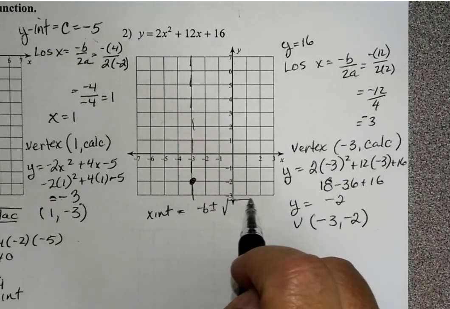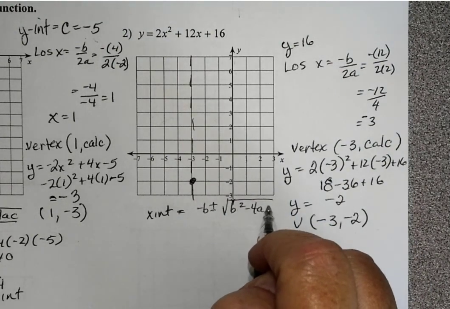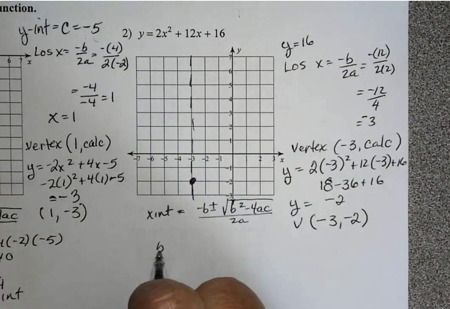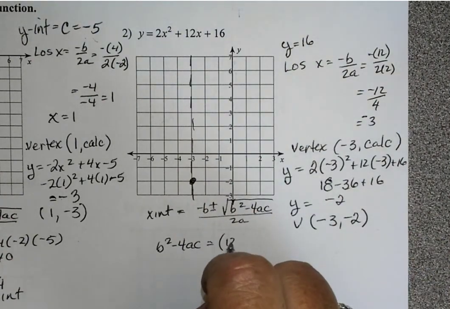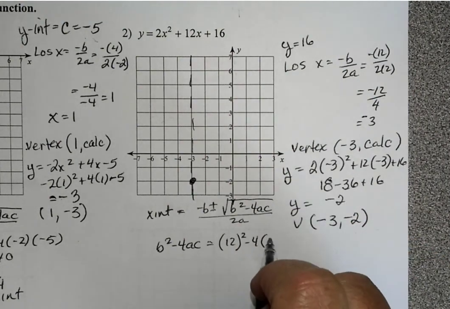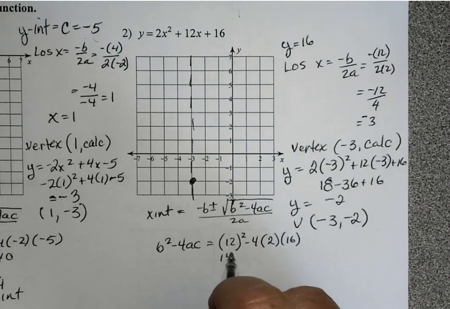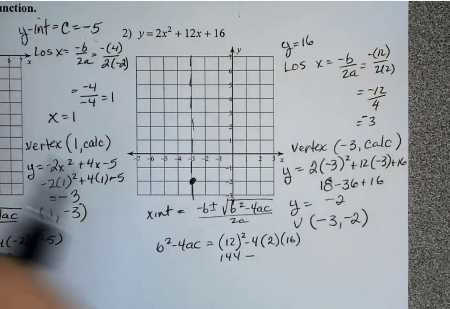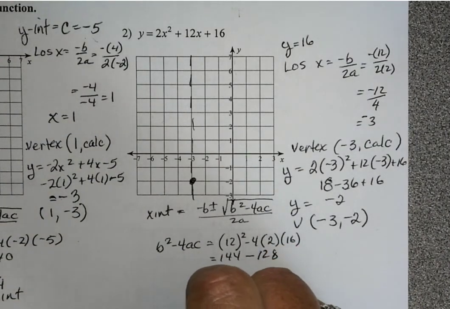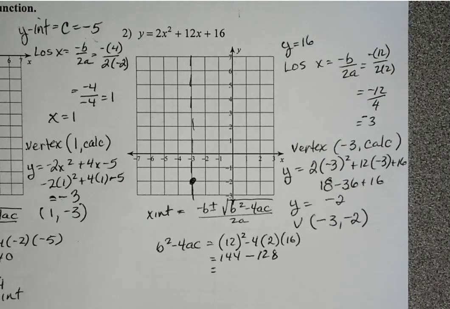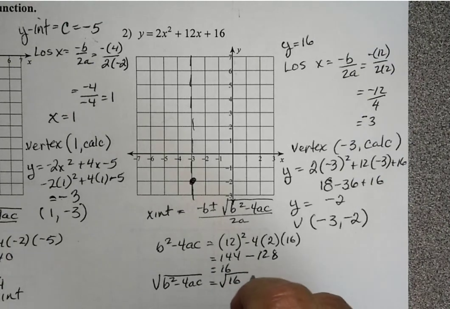So I've got my little quadratic formula. I like to do the b squared minus 4ac part first. So here that is going to be 12 squared minus 4 times 2 times 16. It's going to be 144 minus 8 times 16, which is 128. 144 minus 128 is 16. And then I'm going to take the square root of the b squared minus 4ac. So that is taking the square root of 16, which is just 4.